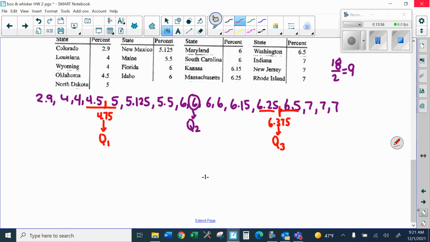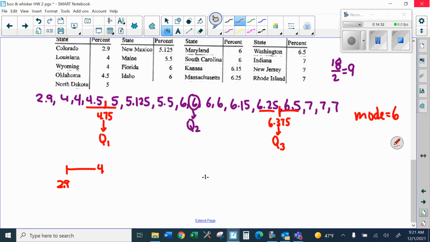Okay, so we've identified the Q1, the Q2, the Q3, and we'll draw a box and whisker as well. The mode, which one occurs the most? I have 1, 2, 3, 4 sixes. That's the one that occurs the most. So the mode here is 6. Okay, my lowest is 2.9. Draw it to my box.